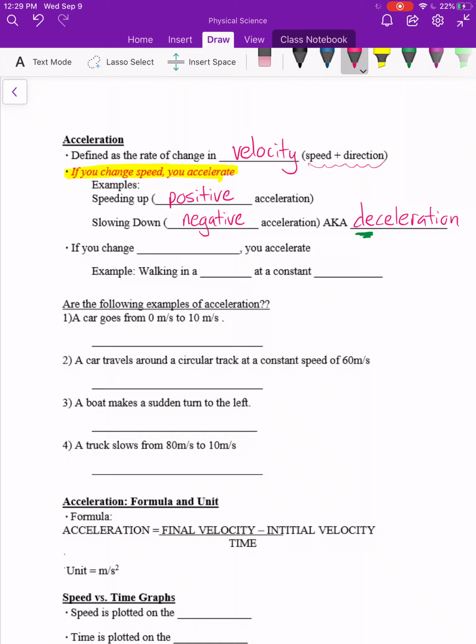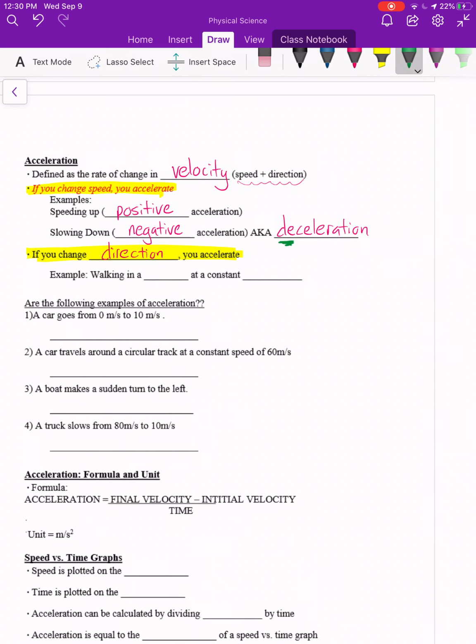All right. Now here's the kicker. There's another way you can accelerate, okay? And I want you to make sure you highlight this or remember this, okay? If you happen to change direction, you also are accelerating. So there's 3 different ways that you could accelerate. 3 different ways, okay? And you can just make a note. Okay, there's 3 different ways to accelerate, okay?